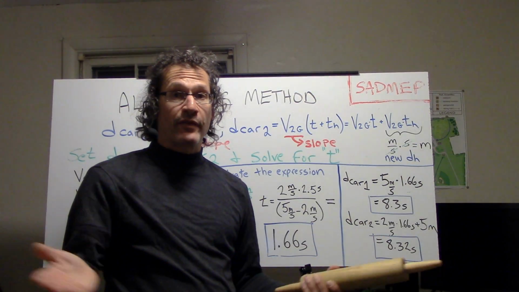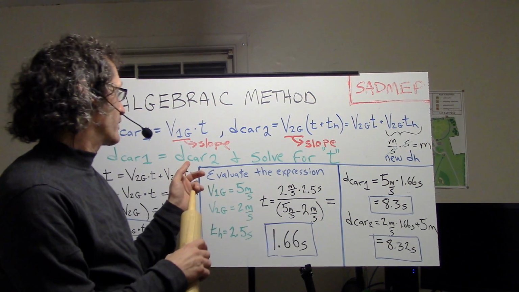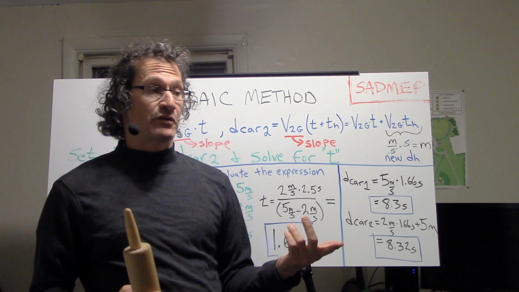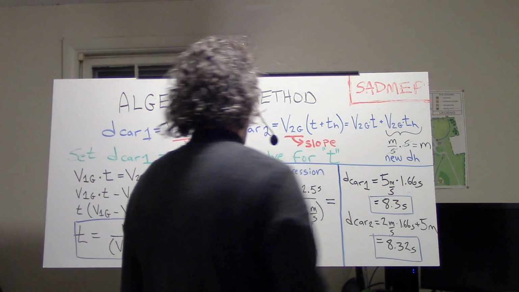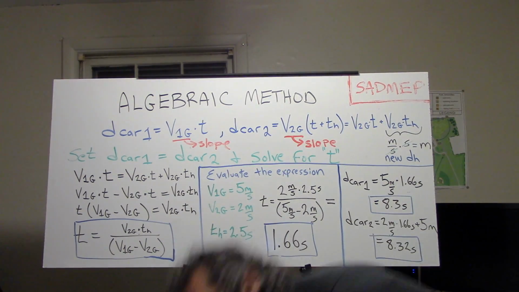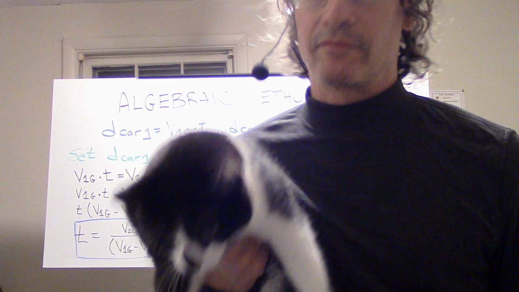So the algebraic method for the two cars, one with the head start of 2.5 seconds, okay? So here's the deal. Hey, guy, all right, this is the other dude. That's Mish. All right, say hey to Mish.